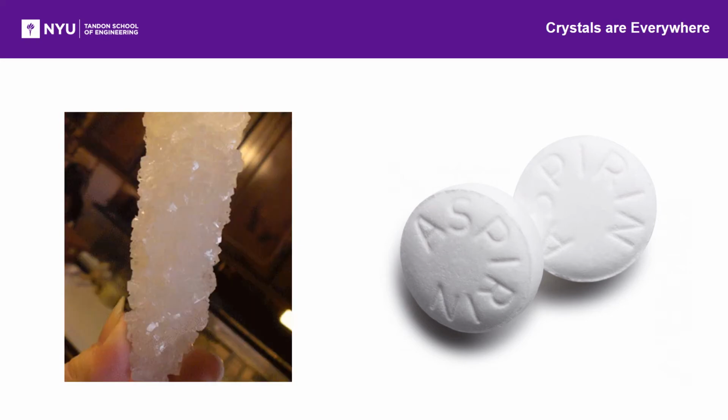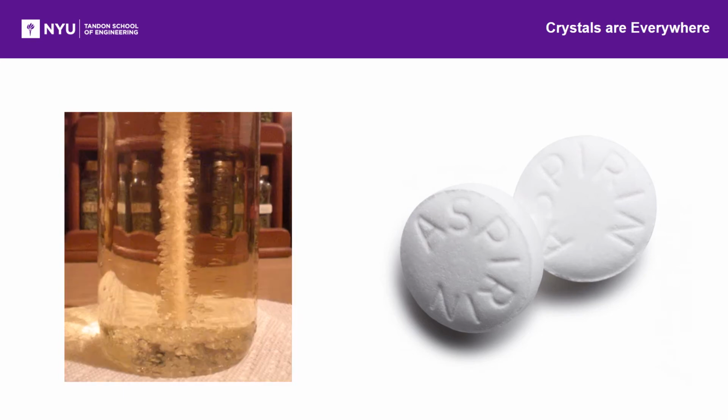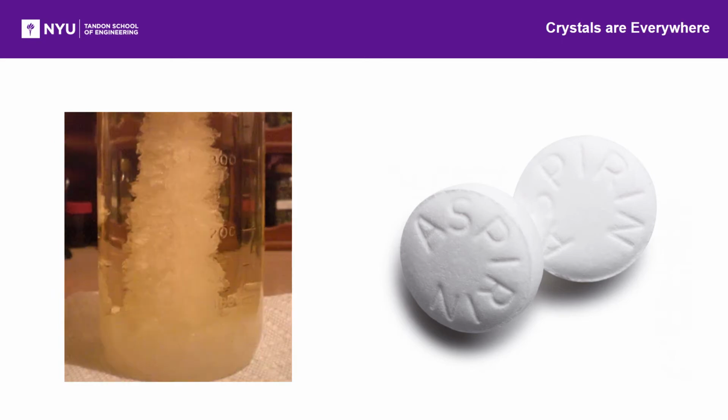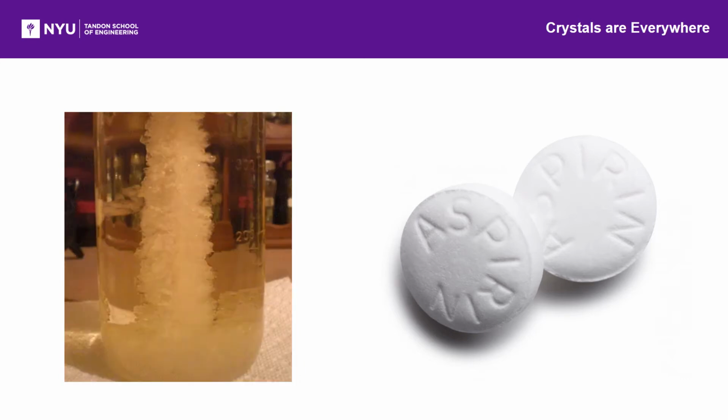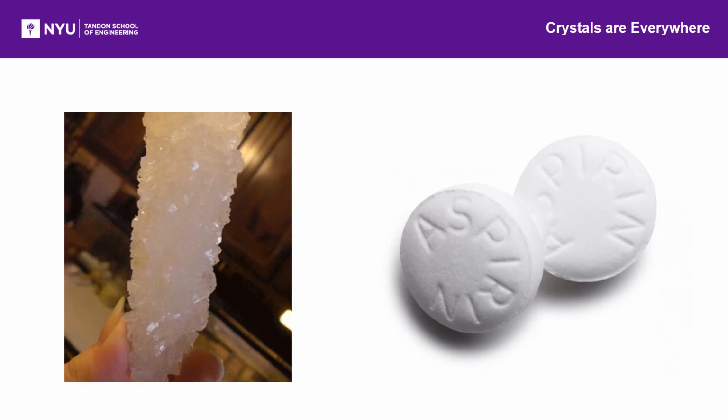On the left here, you can see an example of crystallization that we've all done since elementary school, and that's you make rock candy. You put 2 parts sugar, 1 part water, heat it, let it cool so that way it's supersaturated, and then you put a stick inside of it to form the crystals.